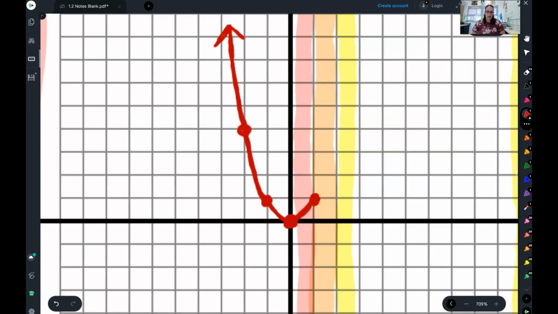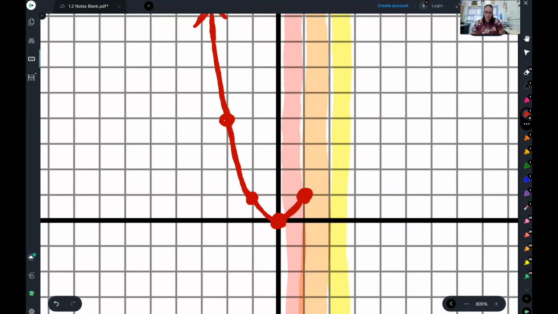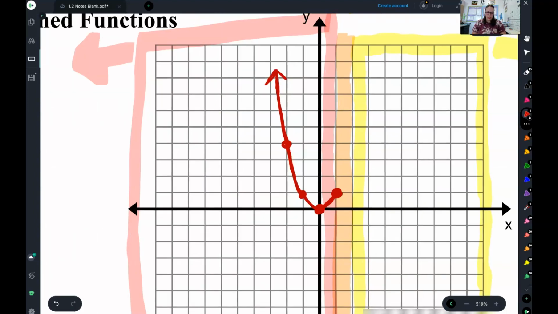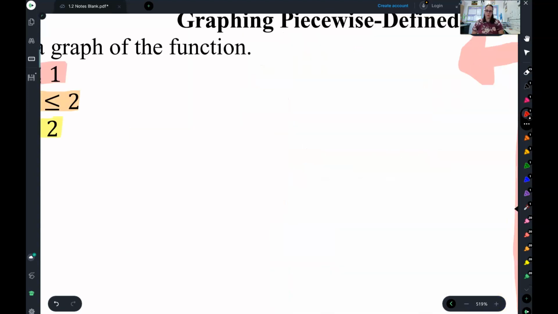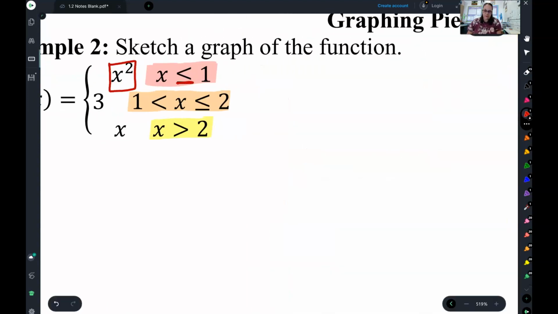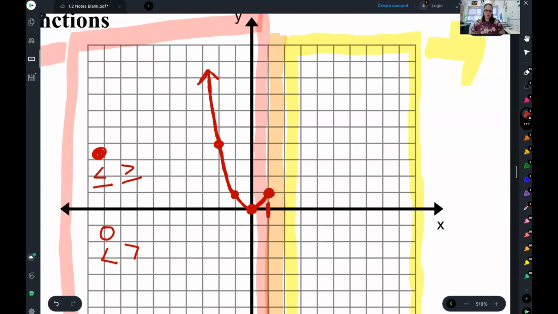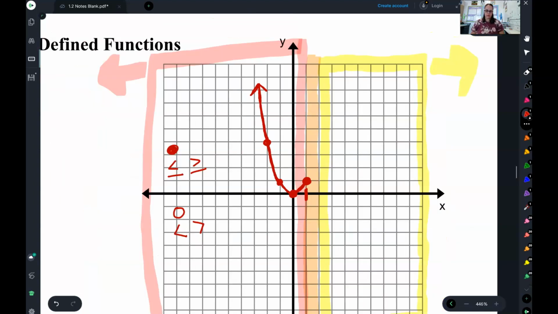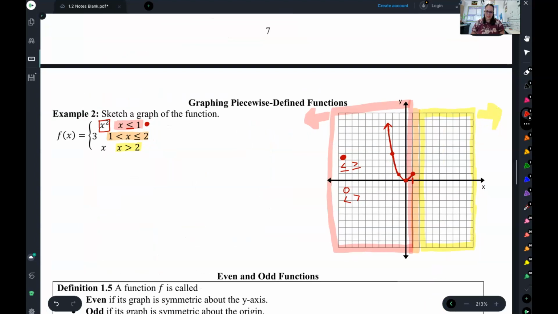Now, look at the point on the line, this point right here. That point should be a closed circle if it is included, meaning less than or equal to, greater than or equal to. It should be an open circle if it's not included, so just less than or greater than. So I want to look at x equals 1 on my function over here, and I have equal to, which means closed circle. So I drew that correctly over here. I have my closed circle. That first piece of the piecewise is done.